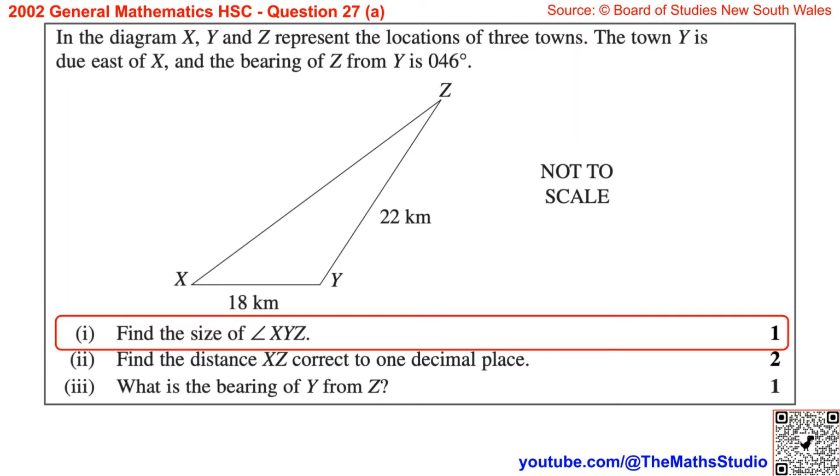Question 27, Part A. In the diagram, X, Y, and Z represent the locations of three towns. The town Y is due east of X, and the bearing of Z from Y is 046 degrees. Part 1. Find the size of angle XYZ.